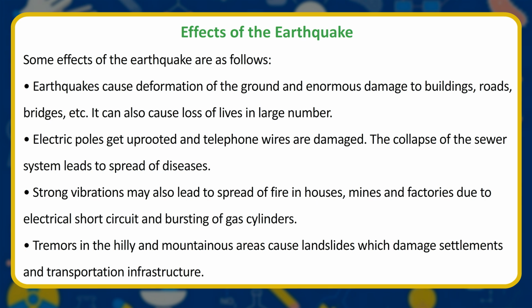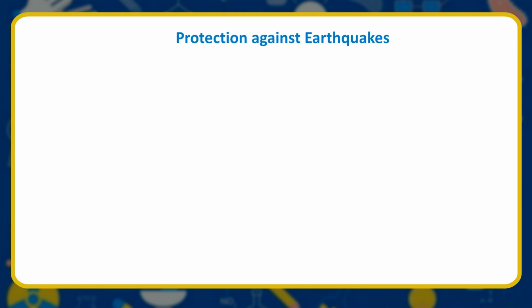Strong vibrations may also lead to spread of fire in houses, mines and factories due to electrical short circuit and bursting of gas cylinders. Tremors in the hilly and mountainous areas cause landslides which damage settlements and transportation infrastructure.